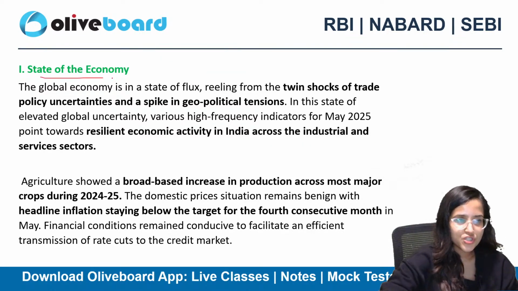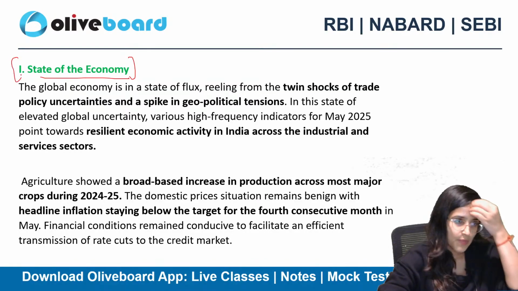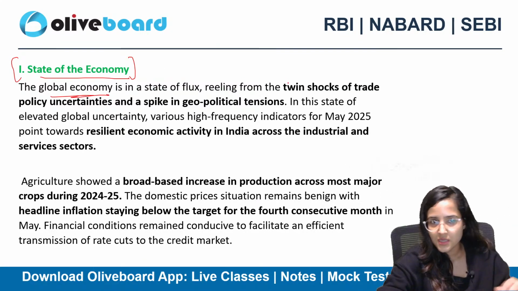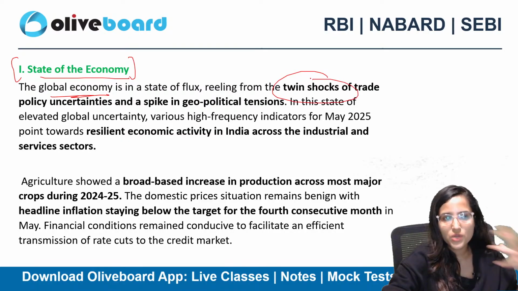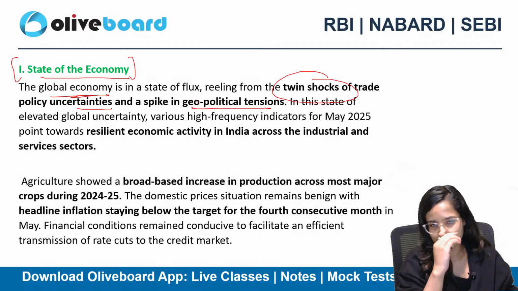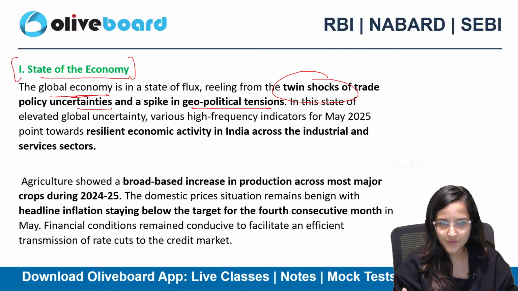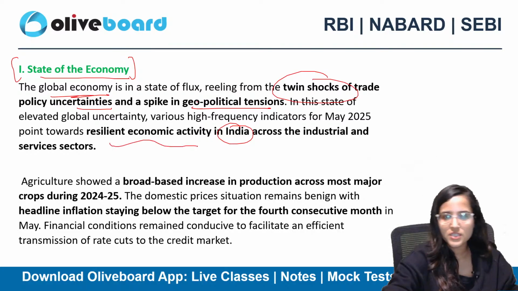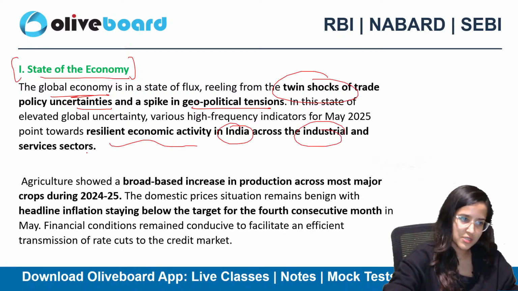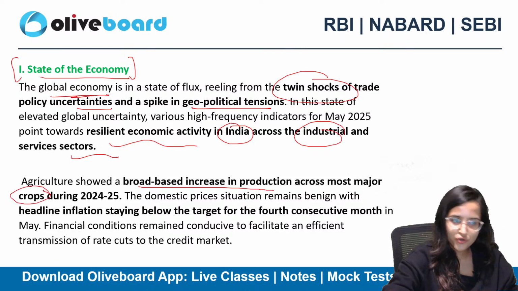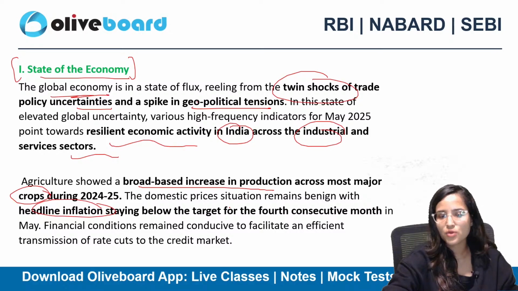Firstly, the first chapter talks about the state of the economy. If we talk about the global economy, it is in a state of flux, reeling from twin shocks. There are twin shocks of trade policy uncertainties and a spike in geopolitical tensions. These are the twin problems that the global economy is facing. But if we talk about India, then we have resilient economic activity across the industrial and services sector. Agriculture showed a broad-based increase in production in the major crops. Headline inflation is staying below the target.